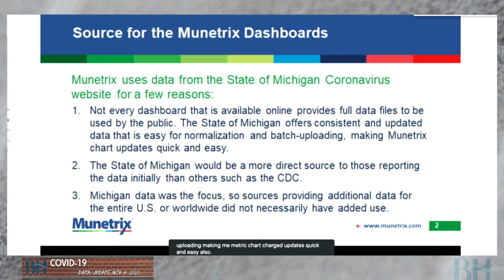Also, the state of Michigan would be a more direct source to those reporting the data initially than others, such as the CDC or another source. Michigan data was the focus. Obviously, we're in Michigan, so that was the data we're focused on as far as school decisions. So sources providing additional data for the entire US or worldwide did not necessarily have added use. So, next slide.